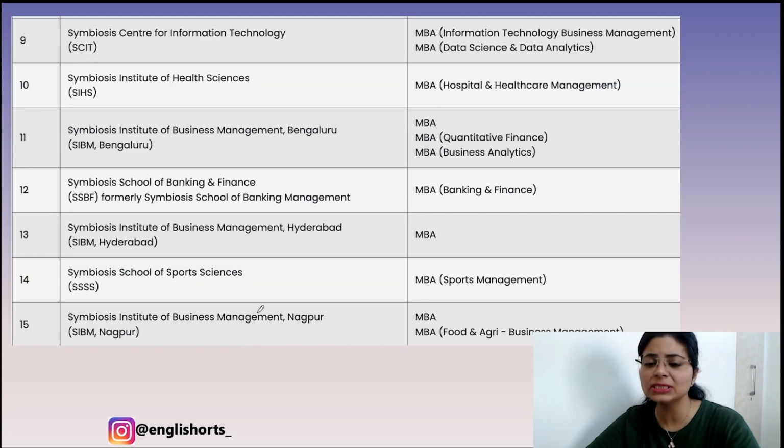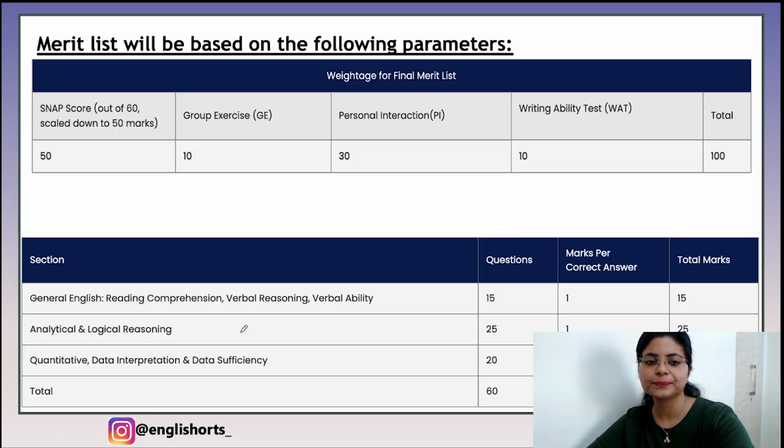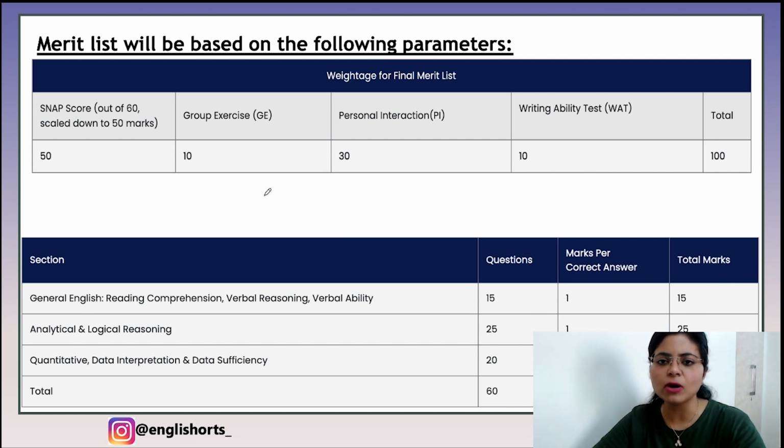You can check out the list of the 15 colleges that are accepting SNAP scores on the website. I have also given you the list in case you want to go through it. Just go through it. All right. Then the merit list is based on the following parameters.